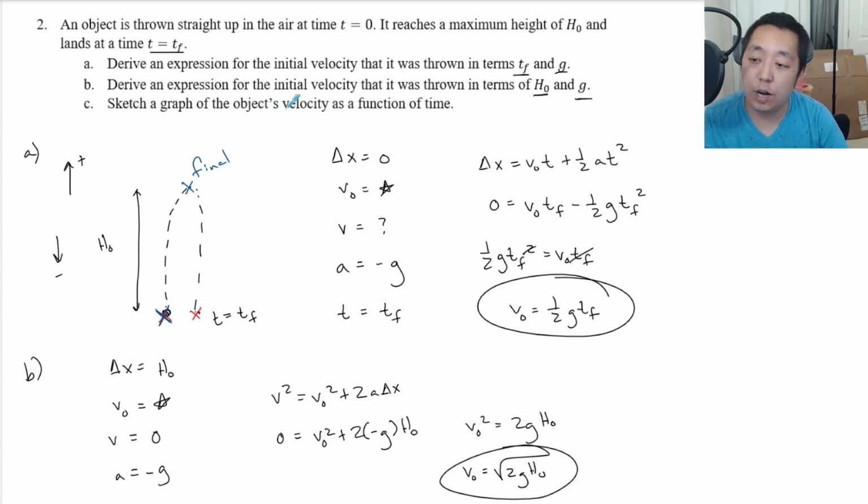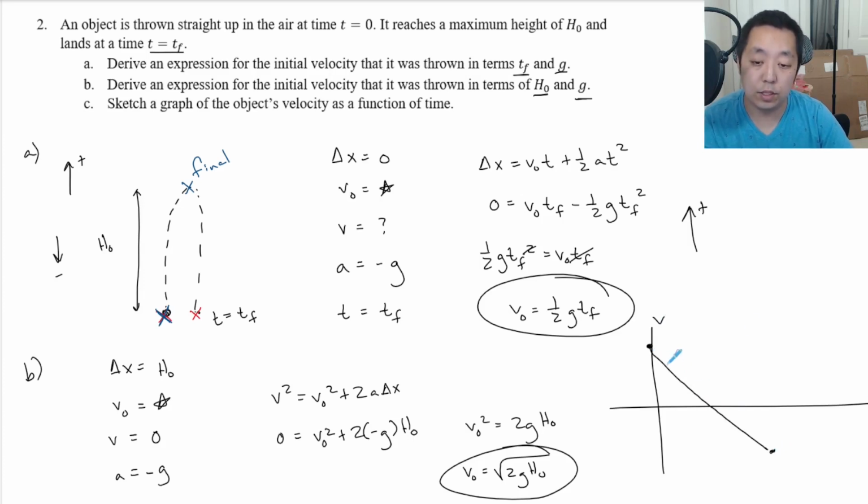Finally, part C, sketch a graph of the object's velocity as a function of time. Here, you would look at something like this. It starts with an initial velocity. Here, we'll say upward is positive. And then it lands. So it has a slope of negative g, right? Because this slope here should equal negative g. So it should be downward sloping.